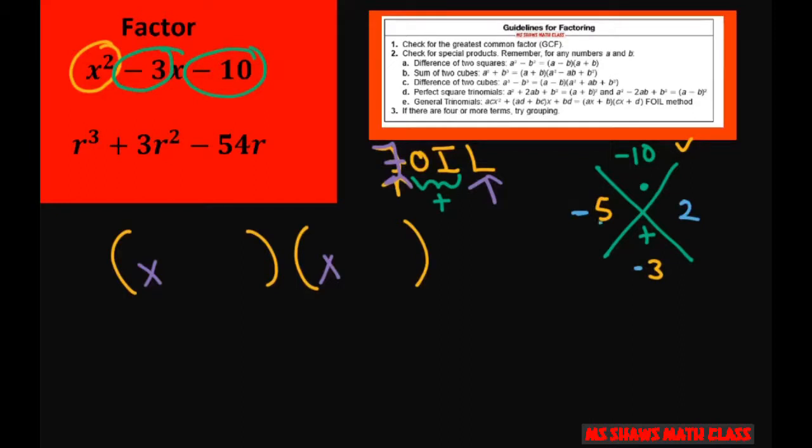That gives me negative 5 times 2 is negative 10. And negative 5 plus 2 is negative 3. So I'm just going to put minus 5 and plus 2, because that's a positive 2. And these two numbers are what I put in here. If you FOIL it back out, you'll get back your trinomial.